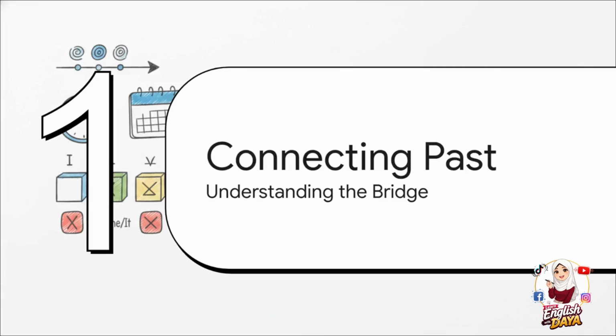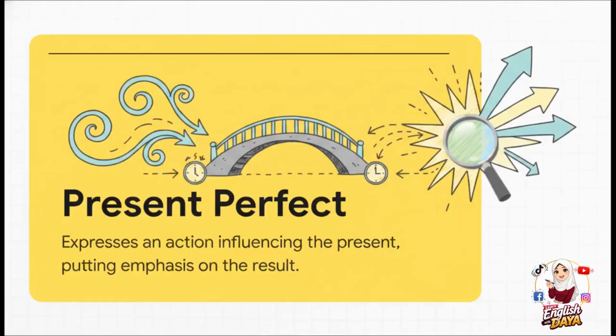Connecting past to present. Understanding the bridge. Okay, let's look at the formal definition from our guide. The present perfect simple expresses an action that is still going on or one that stopped recently, but crucially, and this is the absolute key here, it has an influence on the present. It puts all the emphasis on the result. Think of this tense literally like a bridge. It connects a past event directly to your current situation, heavily emphasizing the results we see right now. It's not just about what happened back then, it's about why what happened back then matters to you right this very second.